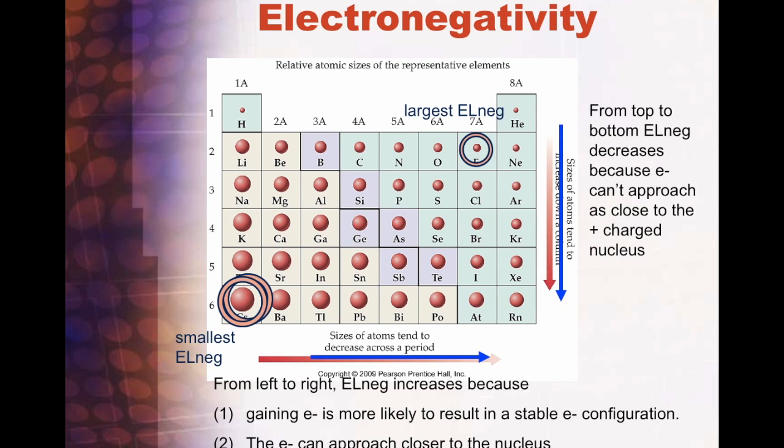So what does this mean in terms of trends? If we look at going down the table from top to bottom, the electronegativity decreases because the electron can't quite get as close to the positively charged nucleus. It doesn't feel that strong pull, so it's less electronegative. From left to right, electronegativity increases because gaining electrons is more likely to result in a stable electron configuration. Remember, nonmetals on the right side want to gain electrons, metals don't. And also the atom gets smaller, so the electrons can approach closer to the nucleus.